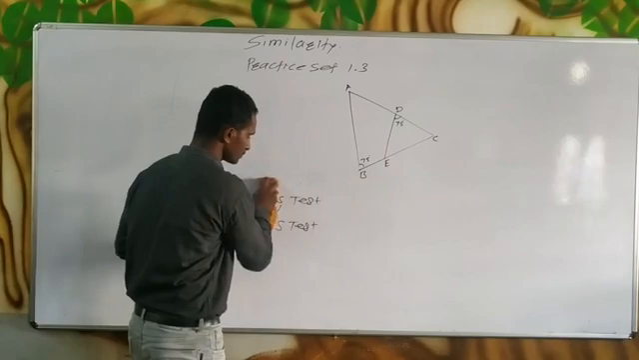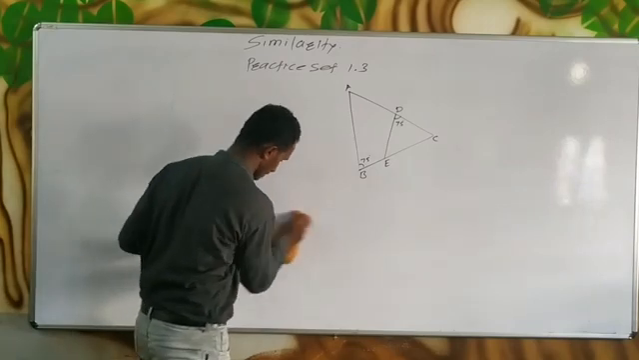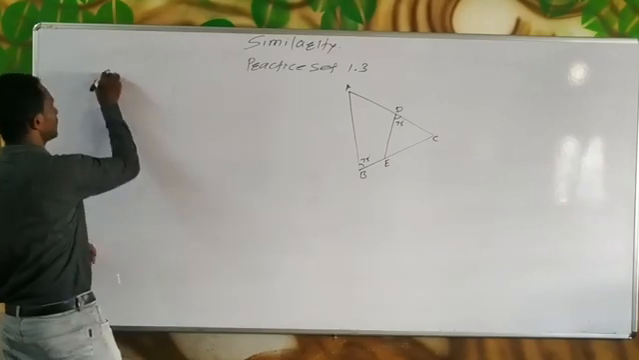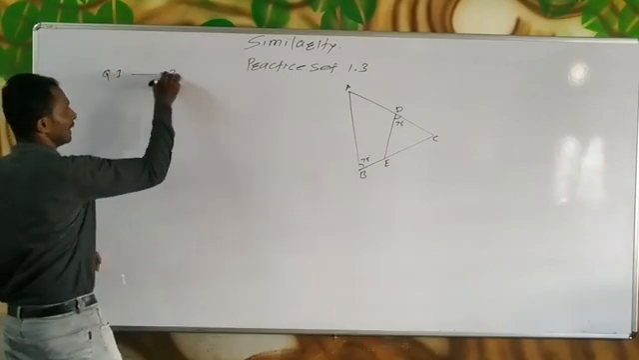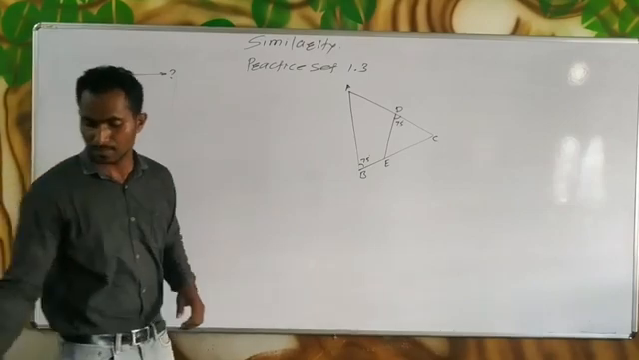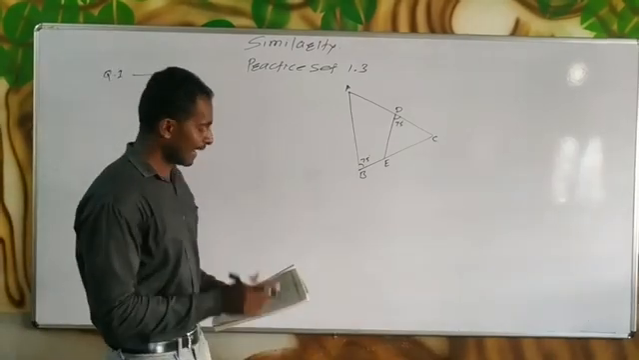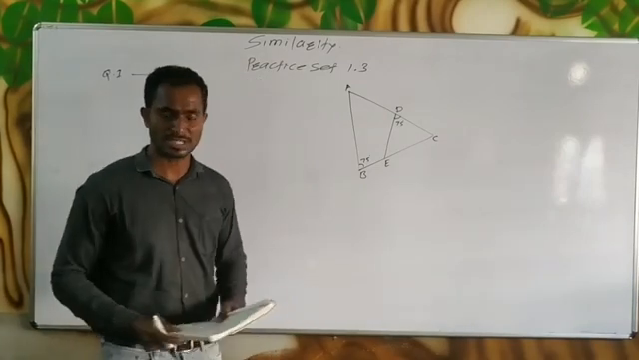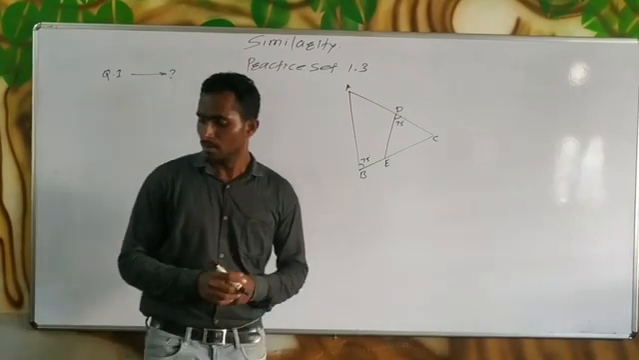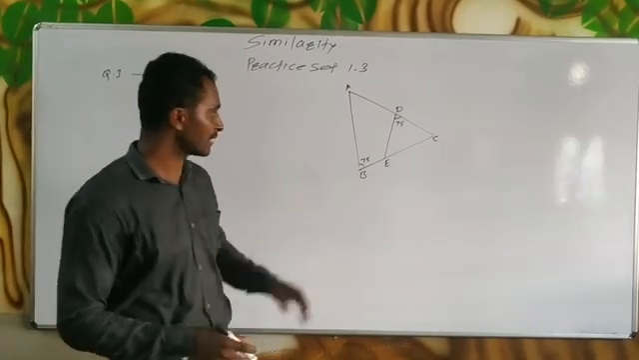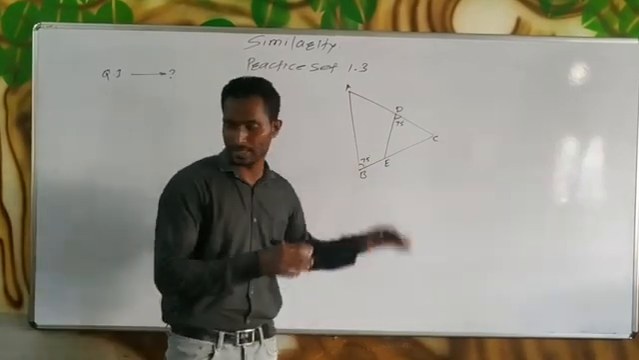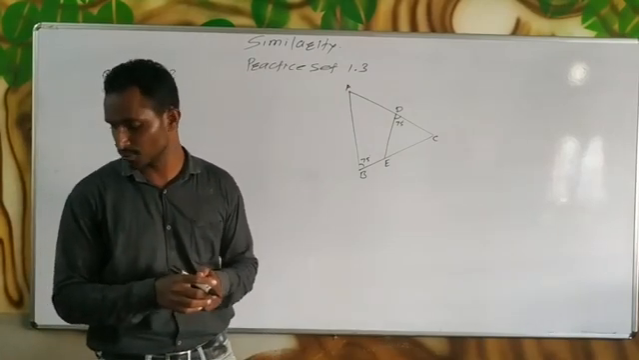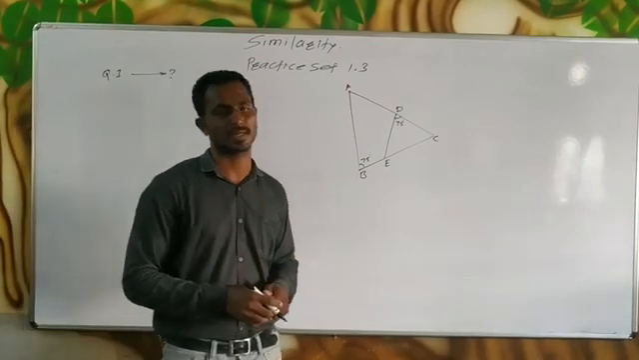Here we have question number one, and the given is: in the figure, angle ABC equals 75 degrees and angle EDC equals also 75 degrees. State which two triangles are similar to each other, and by which test. Also write the similarity of these two triangles by a proper one-to-one correspondence.